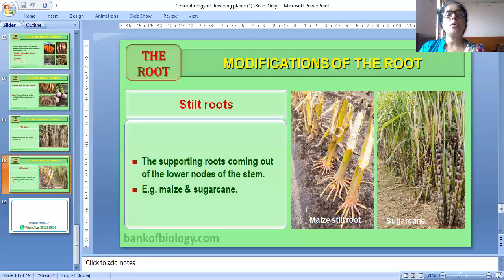In pinnately compound leaves, the leaflets are arranged only on both sides, and more than one leaflet is arranged from the common axis, that is the rachis, which represents the midrib of the leaf. This line, this stem line, is the midrib.